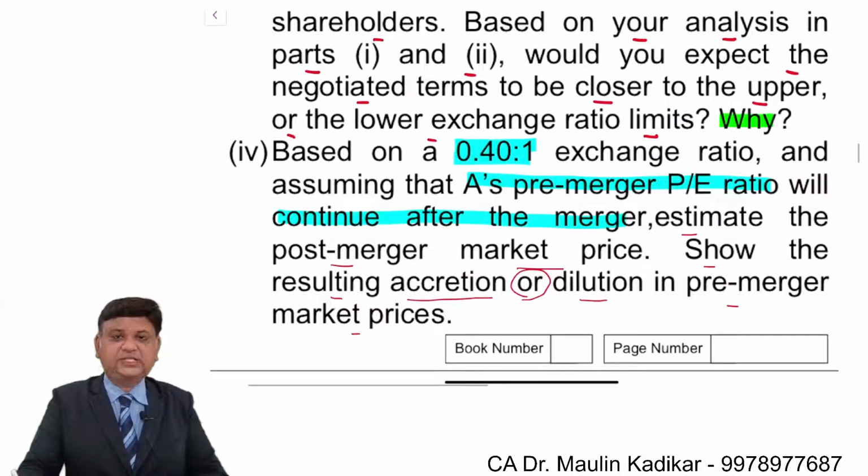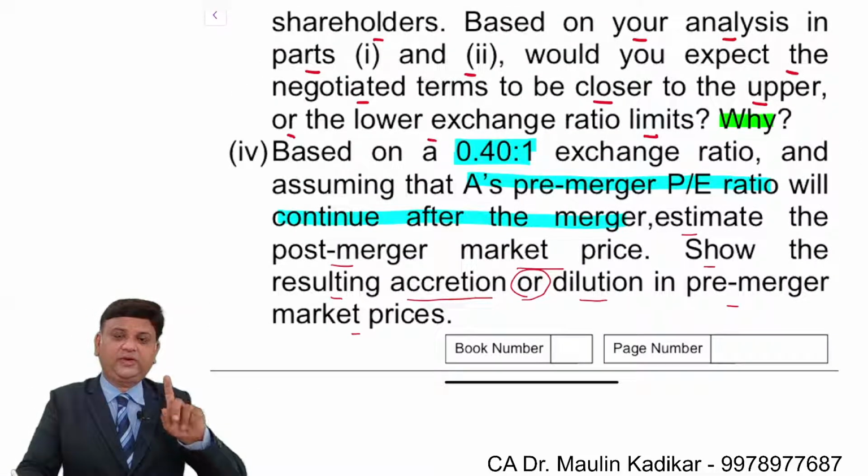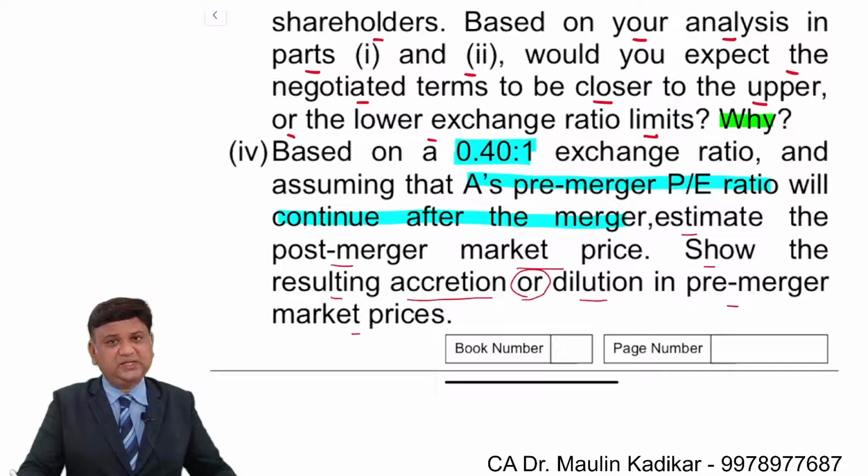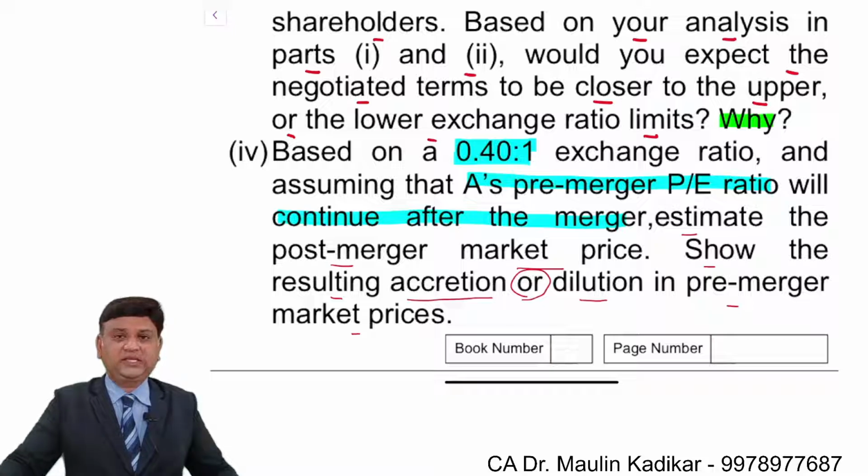So the question says that there are two things that you are required to find. One is the MPS, and second is you are required to compute whether the post-merger market price of the share is greater than the pre-merger or not. We are required to make this calculation with an assumption that the price earning ratio of A Limited itself is the price earning ratio of the merged firm. Try to calculate the answer and put your answer in the chat box.